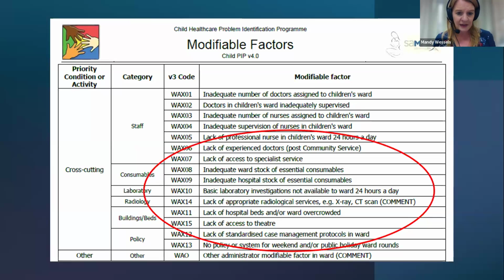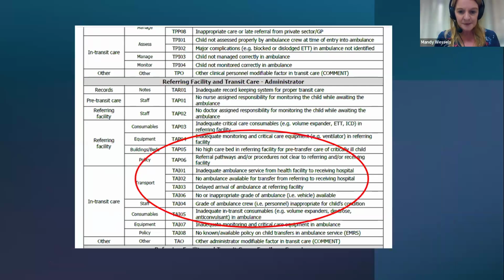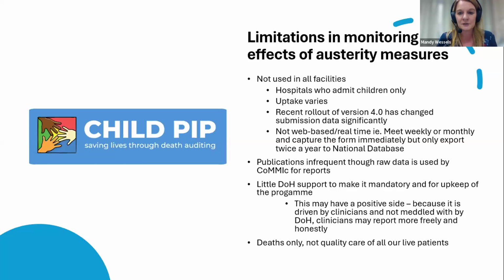At the level of the A&E: basic lab investigations not available, lack of appropriate radiological services, hospital beds overcrowded, lack of access to theatre. Under the A&E, again, inadequate IV fluid supply, no pulse oximeter, antibiotic supply. So here, unlike DHIS, we've got the opportunity to code absolutely specific things that we couldn't get while there was no money and how it impacted on a death. So the link is going to be more clear using Child PIP.